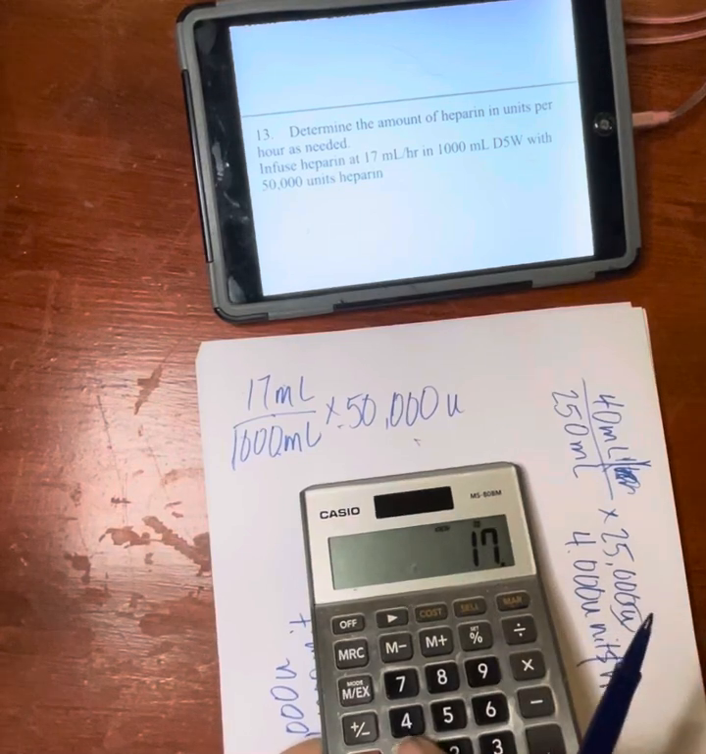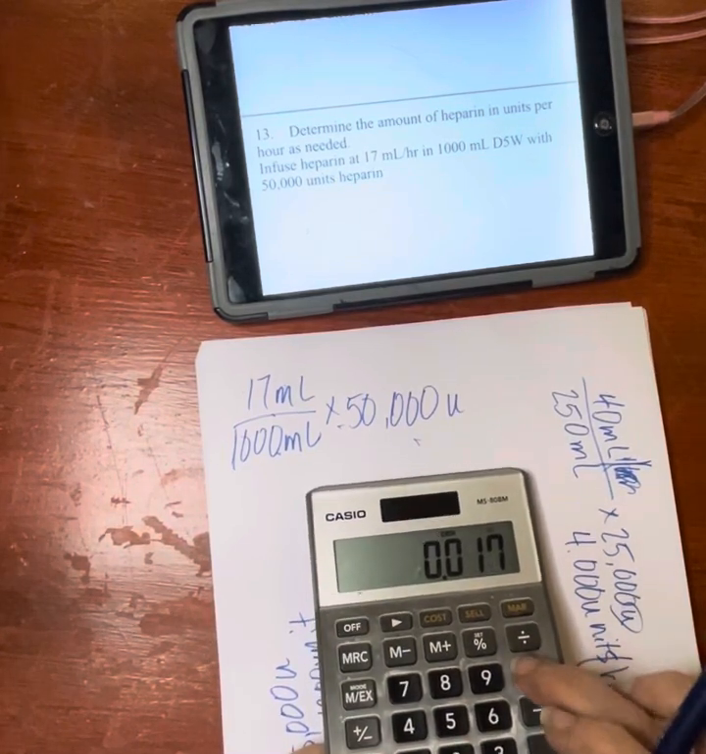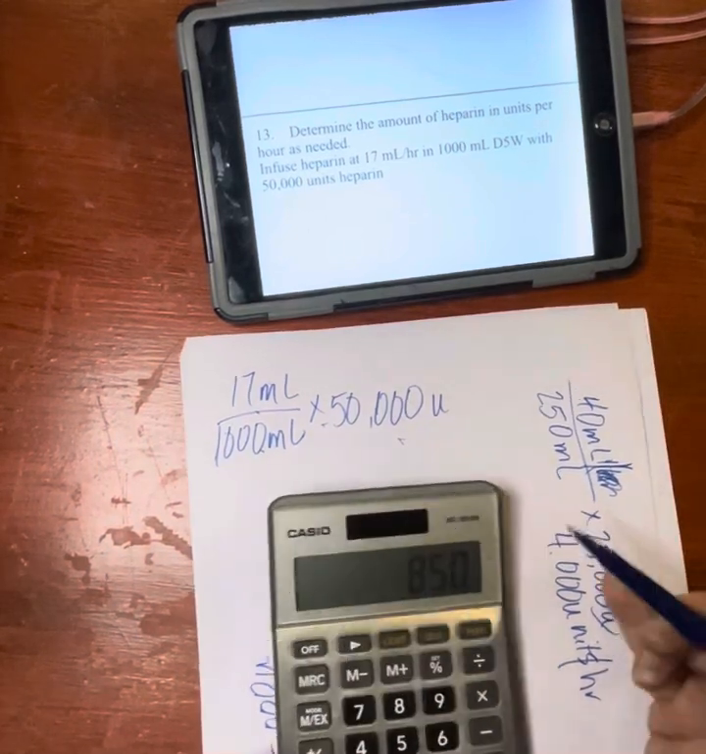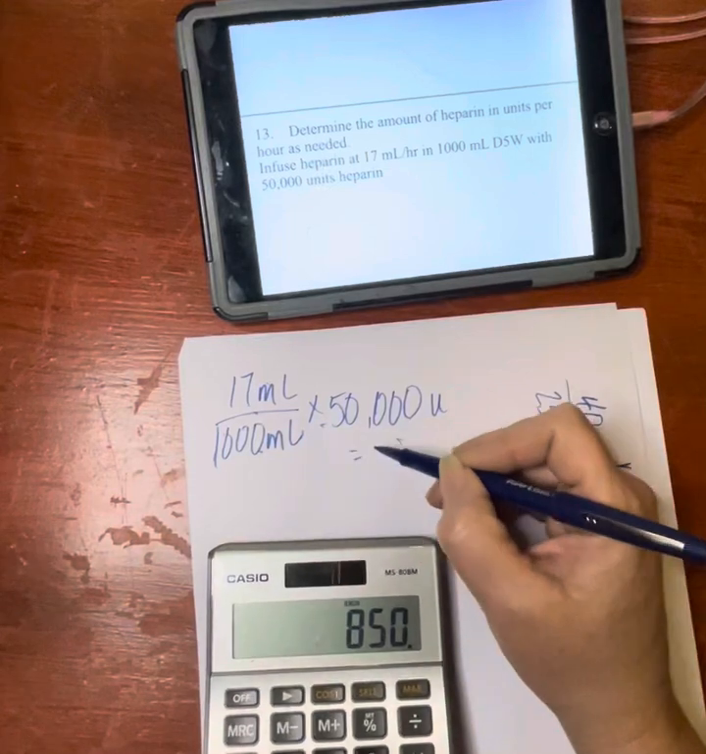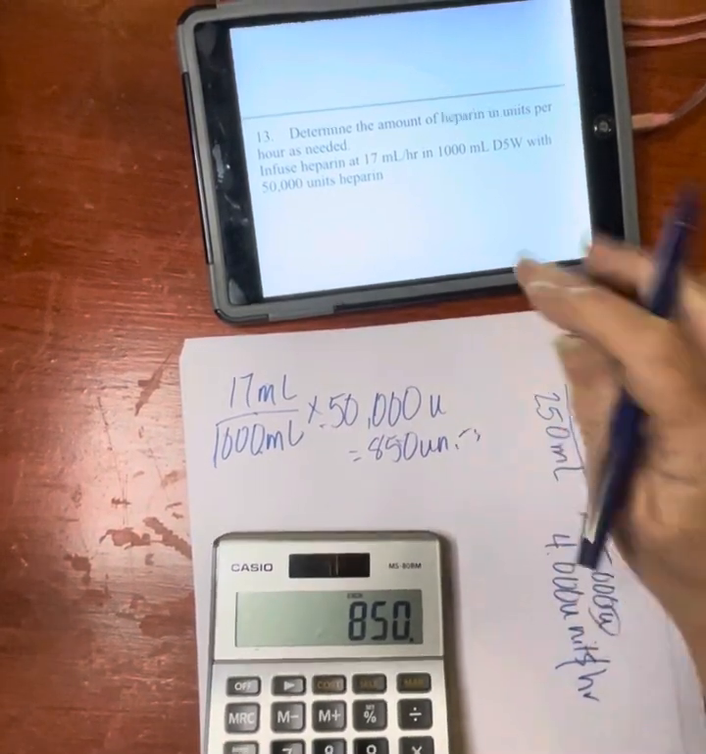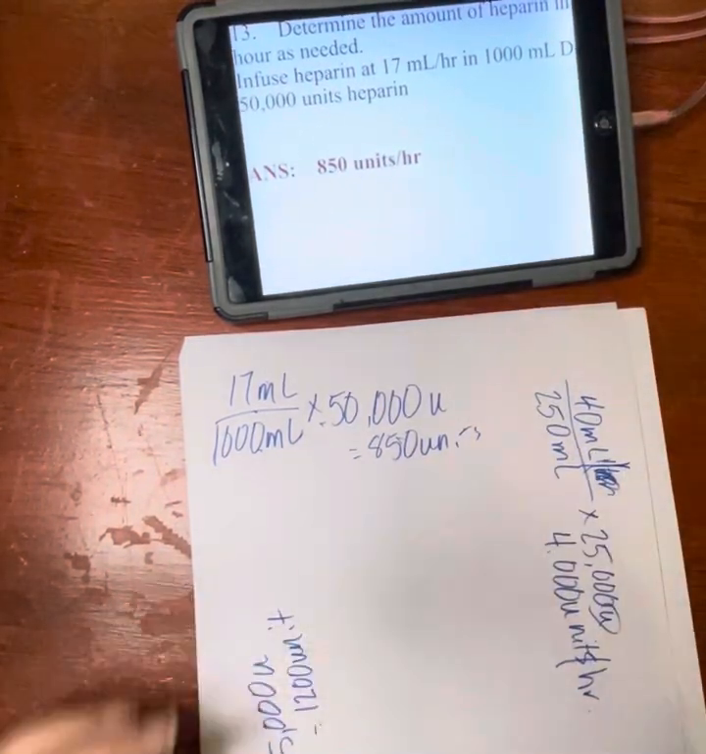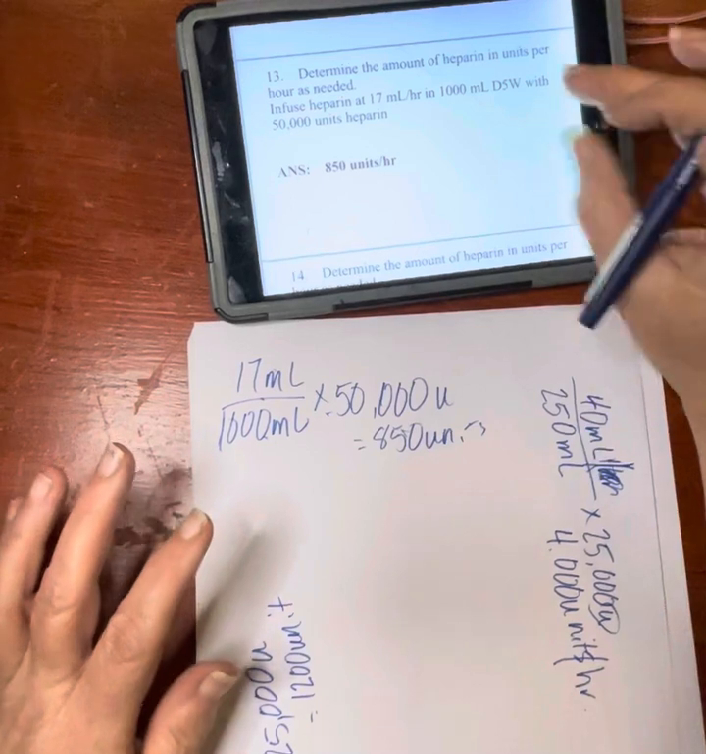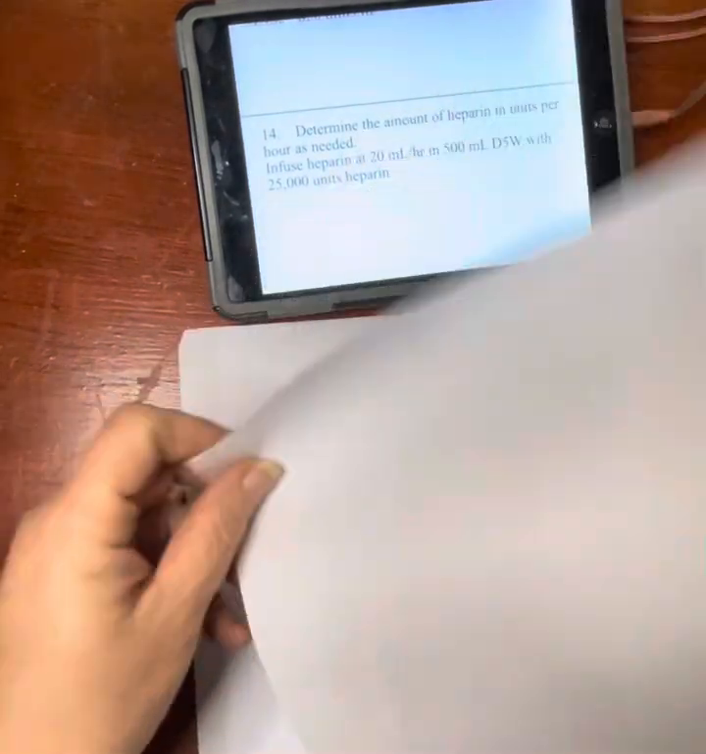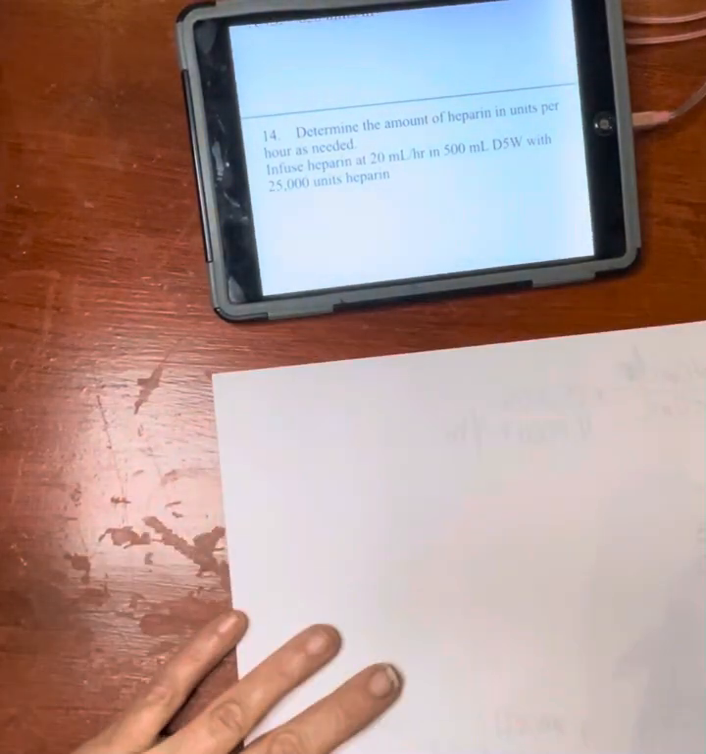17 divided by 1,000 equals times 50,000 equals 850 units. Look, boom, we saved them. Yeah, we need a superhero costume. Flattering, of course.